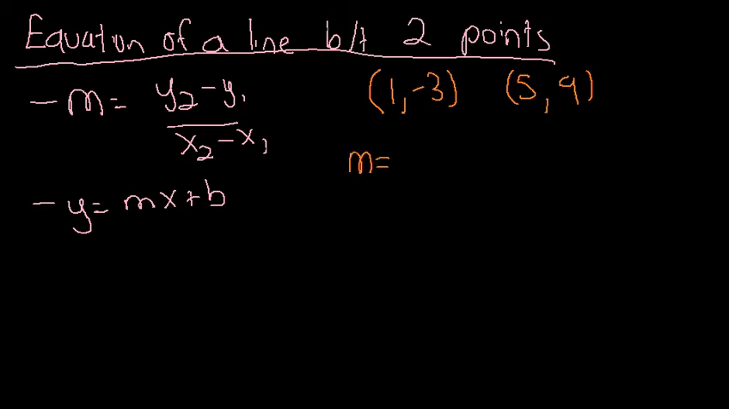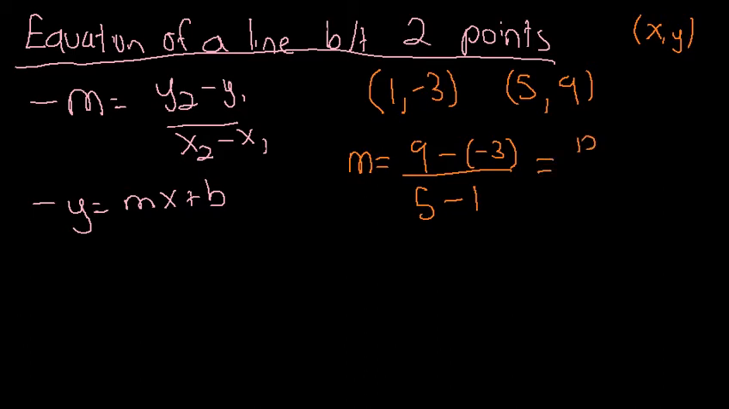Well, y sub 2 is the y coordinate. Remember, this is x comma y. So it's the y coordinate of point 2 minus the y coordinate of point 1, over the x coordinate of point 2 minus the x coordinate of point 1. So this will give you 12 over 4, or 3.